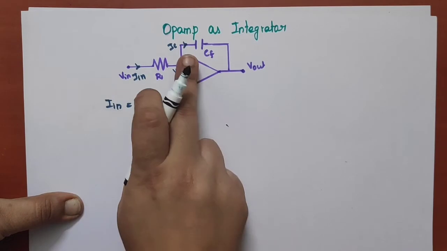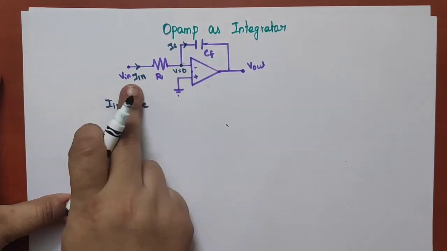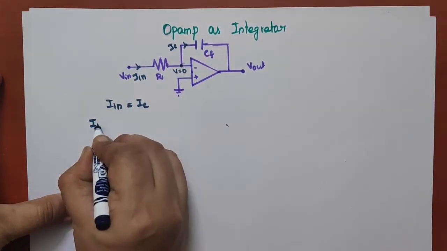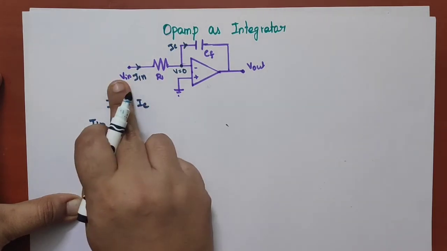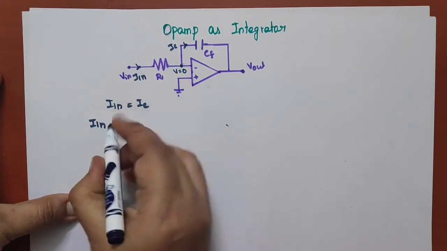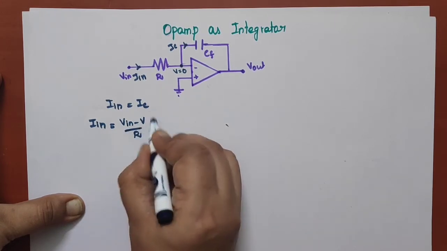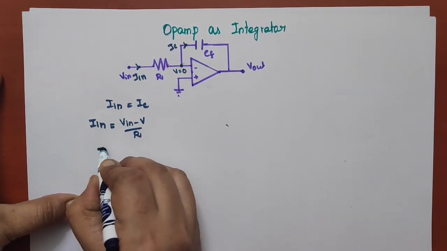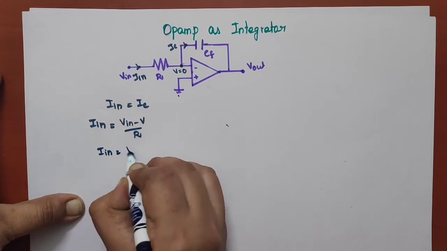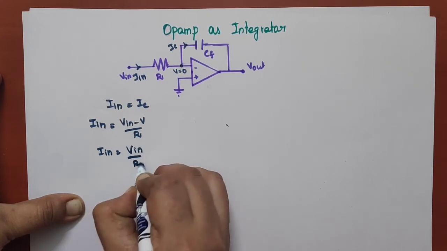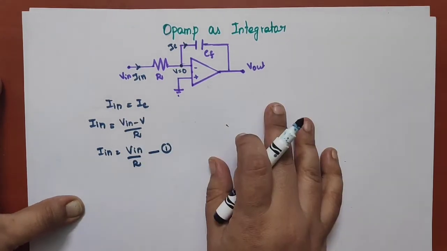When you apply KCL at the input side, In can be written as In is equal to Vin minus V divided by R. Here V is equal to 0 volt. So, In is equal to Vin divided by R. Let it be equation 1.